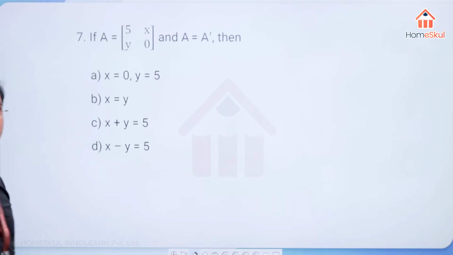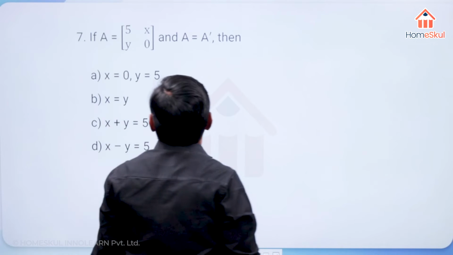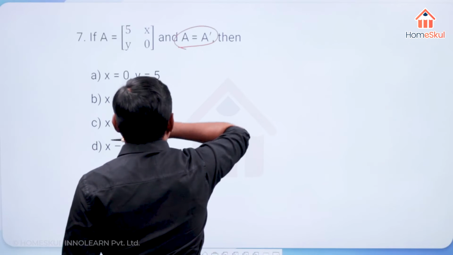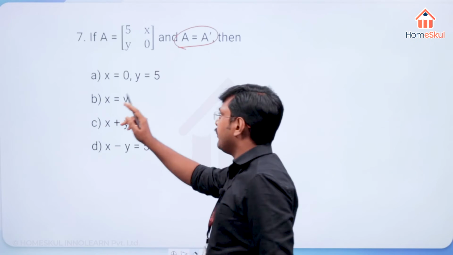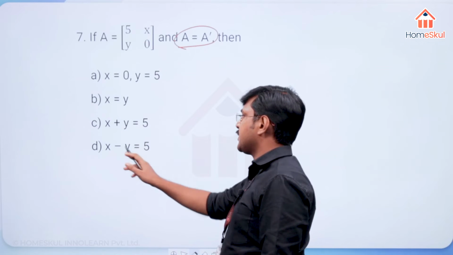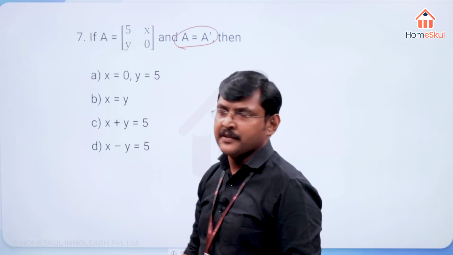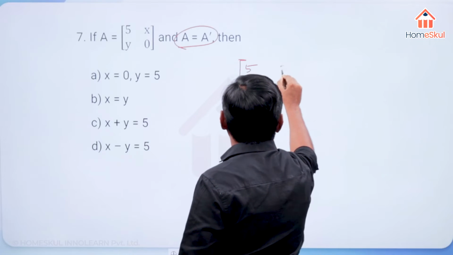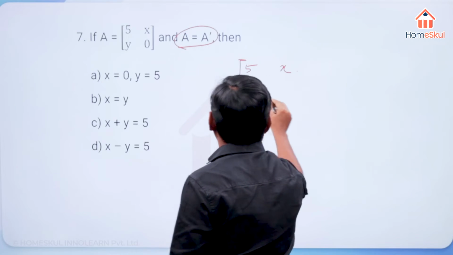Okay, let me solve. Listen. If A is equal to the matrix 5, x, y, 0 and A is equal to A transpose, then x is equal to 0, y is equal to 5, x is equal to y, x plus y is equal to 5, x minus y is equal to 5. Let us see what happens. So A means, yes, this is 5, x, y and 0, correct?